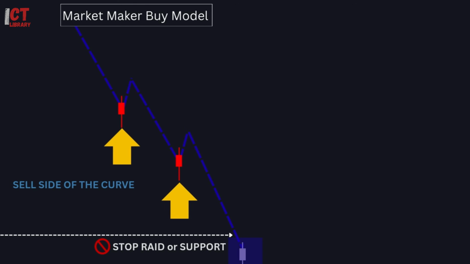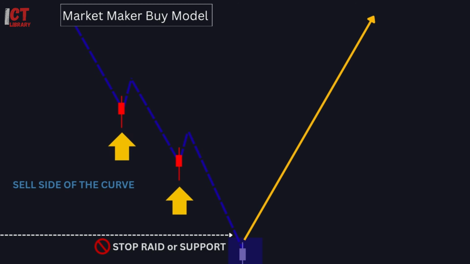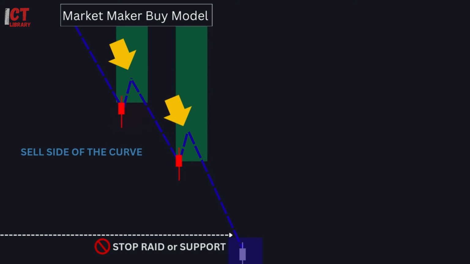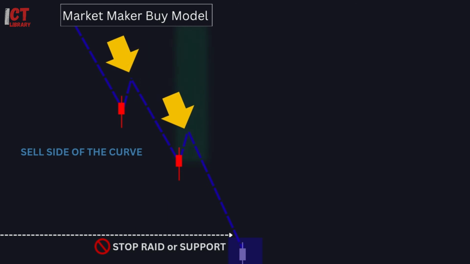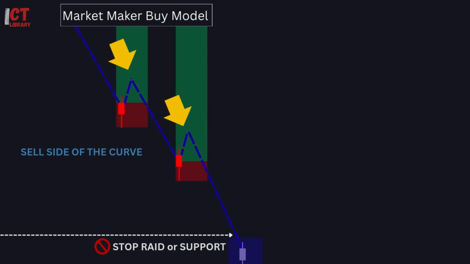These small reactions represent early accumulation by institutional participants. In other words, smart money is quietly building long positions. But here is the mistake most traders make. They see those early rallies, and they believe the bottom has already formed, so they enter long positions too early. And then they get stopped out when the market continues falling.